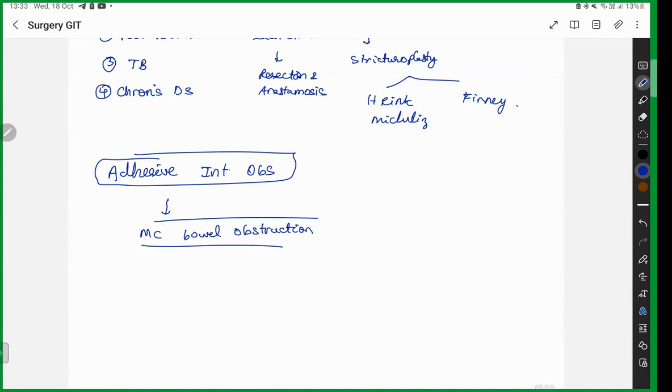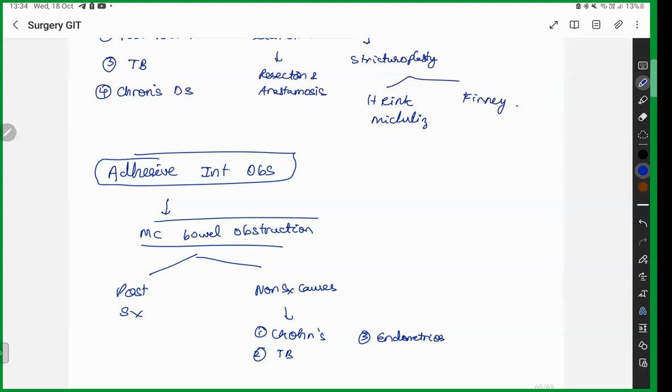And there are two variants. Either it is post-surgery or a non-surgical cause. If it is a non-surgical cause, what are the causes? Number one, it can be Crohn's disease. Number two, TB. Number three, endometriosis. Number four, PID. And number five, post-radiotherapy.